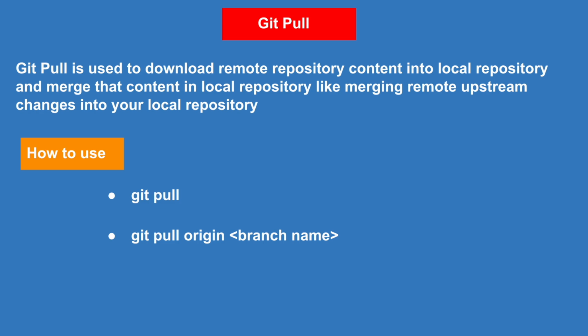Git pull is basically used to download the code from the remote repository to the local. It's similar to git fetch, but in git pull, additionally, it will merge the code to our local repository. It's like merging remote upstream changes to our local repository. The commands that we can use to do the git pull are git pull, or if we want to pull code from a specific branch, we can provide git pull origin, and the branch name from which we want to pull the code. Let's take a look at the demo.